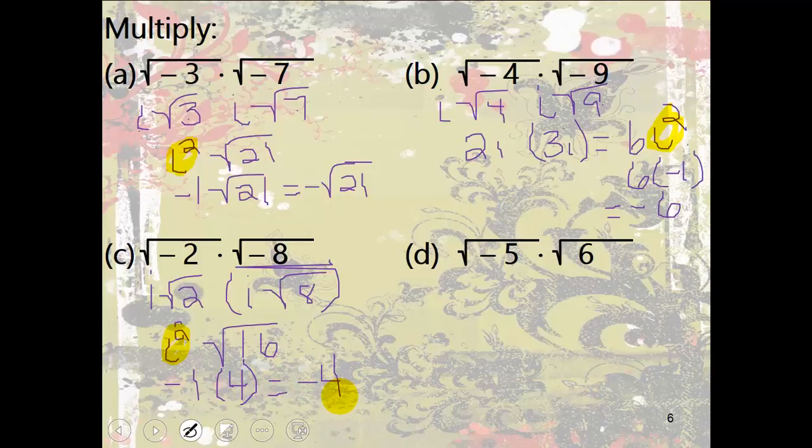The square root of negative 5 times the square root of 6. I take my i out, so I get i times the square root of 5 times the square root of 6. This is prime. This is a composite, but it is not factorable. So we get i times the square root of 30. My i doesn't cancel with anything. I can't simplify it. It's just i root 30.